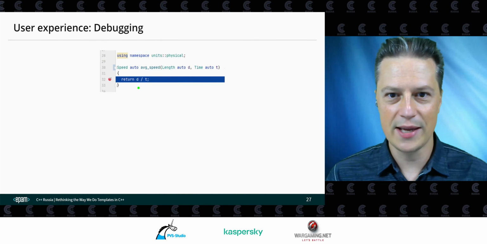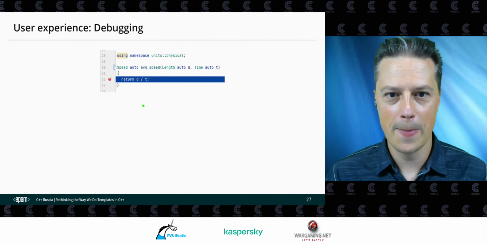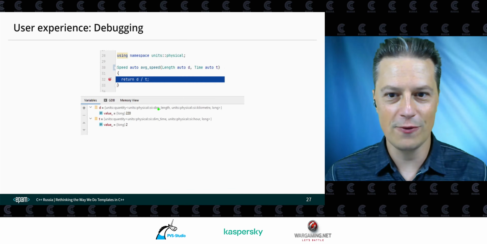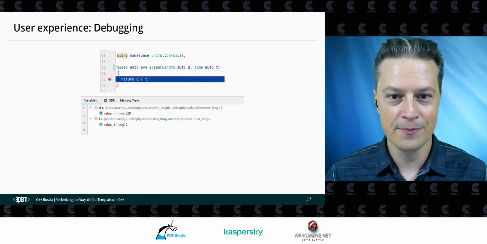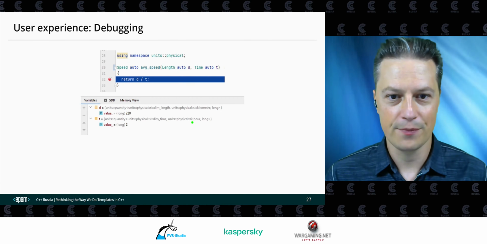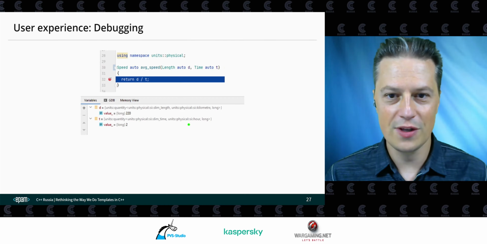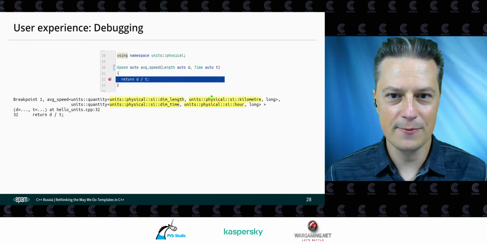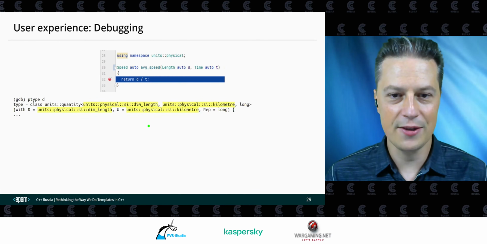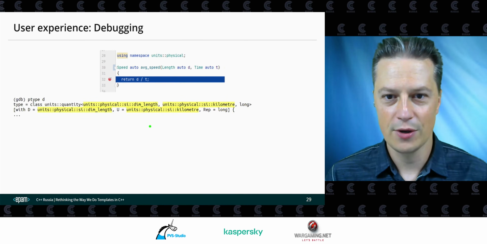So you have a debugger with the same exact function. In the IDE, you have the information. That's a quantity of length and unit kilometer. And we have quantity of time and hour here. So all of the information is preserved. GDB, the same. Length, kilometer, time, hour. P-type, again, really short, nice type to work with.